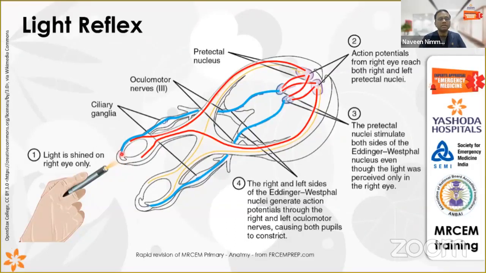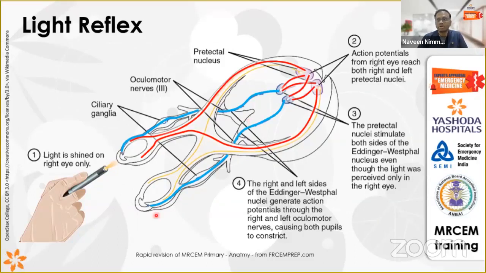Similarly, if they say you have put a light, and the pupil is constricting in the right eye but the left is not constricting, it means left side cranial nerve 3 is having a problem. Another way is you have put a light, and both eyes are not constricting. That means cranial nerve 2 is not telling the brain about the light, so cranial nerve 2 is having a problem on the right side. That way, multiple questions can be framed.